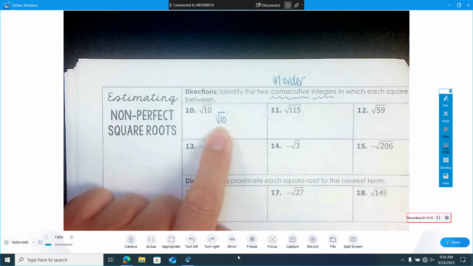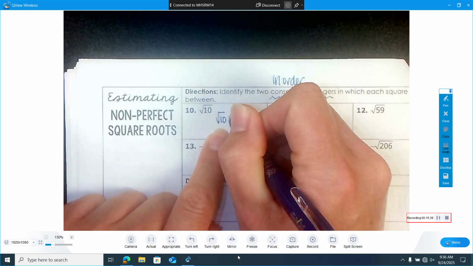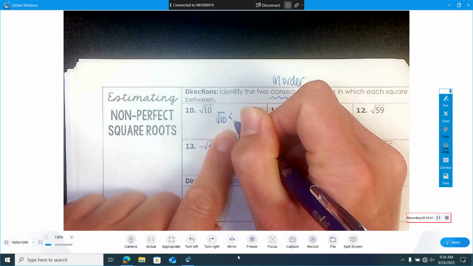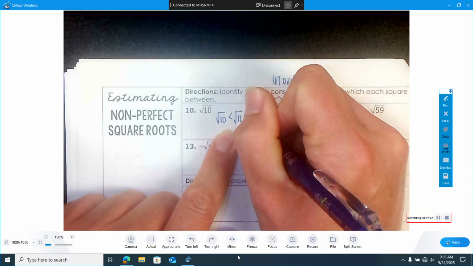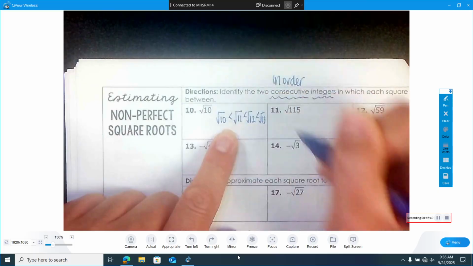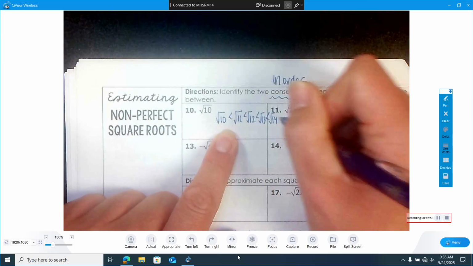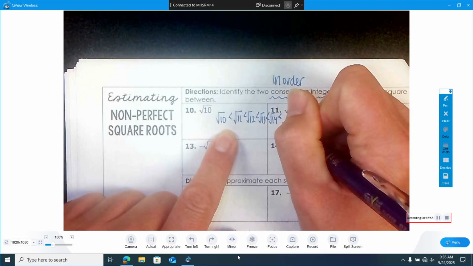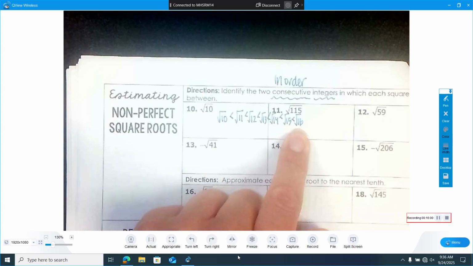I'm going to put radical 10 in the middle. That's what I'm interested in. And it turns out that radical 10 is going to be less than radical 11. I don't know radical 11. It's going to be less than radical 12, less than radical 13, less than radical 14. Oh, this is taking a while here. It's going to be less than radical 15. And it's less than radical 16. Oh, radical 16 is very special.